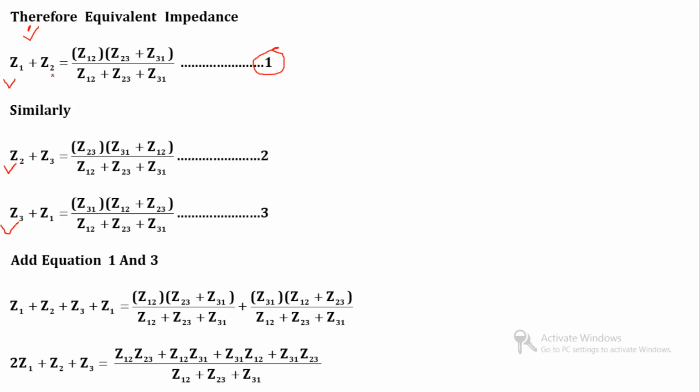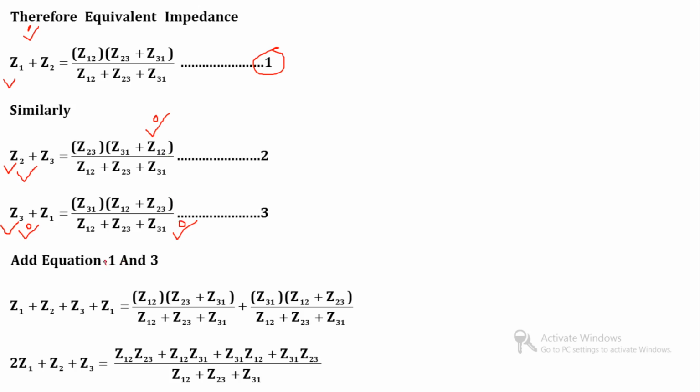Similarly, this is the equivalent impedance between terminals 2 and 3 for star connection, and this will be the equivalent impedance for terminals 2 and 3 for delta connection. Similarly, this is the equivalent impedance between terminals 1 and 3 for star connection, and this is the equivalent impedance between terminals 1 and 3 for delta connection.